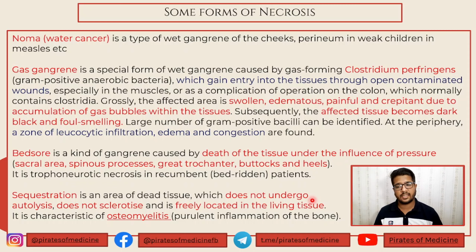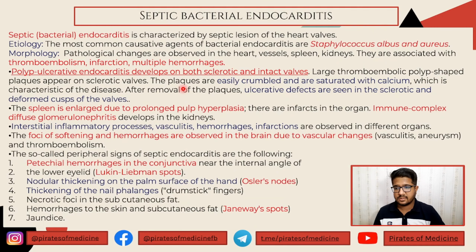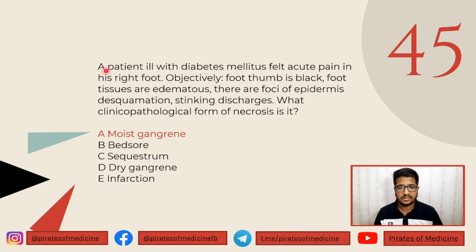Sequestration is characteristically seen in osteomyelitis. In the healthy bone, various dead, necrotic parts of the bone remain, which is called sequestration. Before we go to 46th, let's look at 45th. Obviously you can see that in 45th question, the foot is black, edematous. If it is edematous, black, and the patient has a background of diabetes mellitus, what kind of necrosis is it? It's moist gangrene.